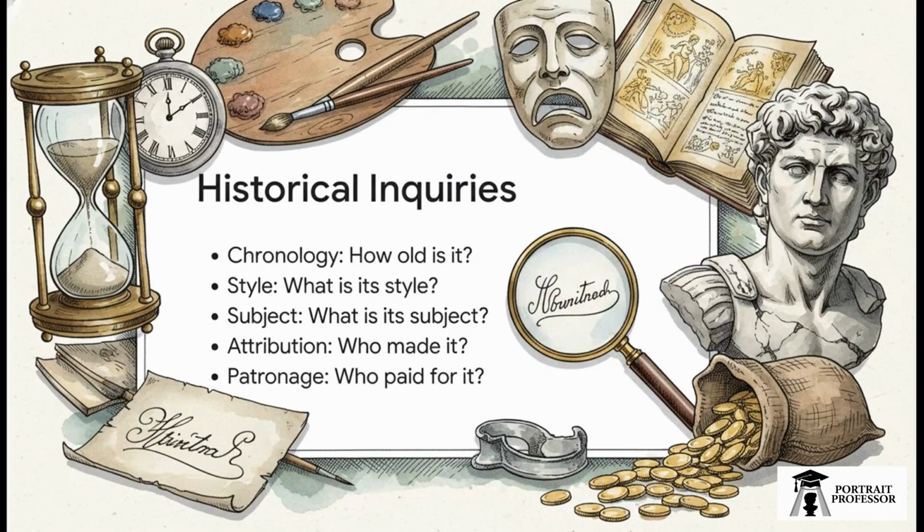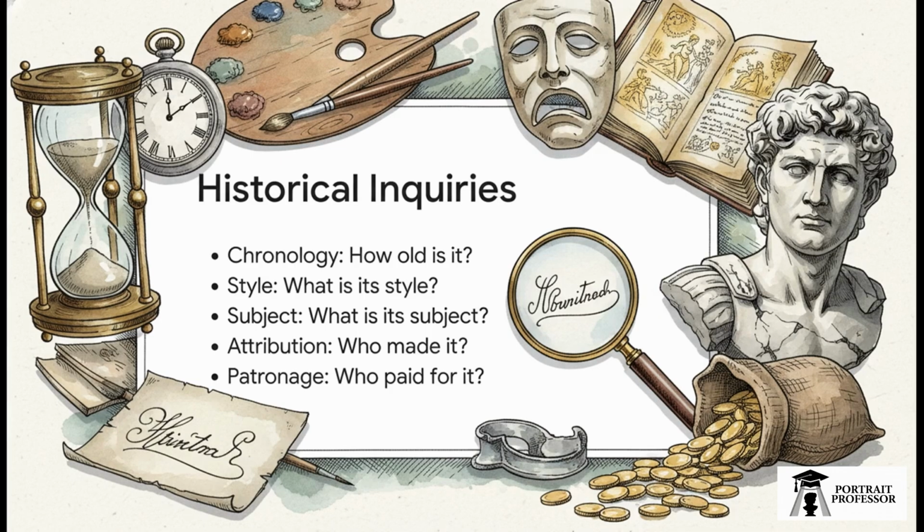To decode these surviving artifacts, art historians actually rely on 5 core historical inquiries. First up is chronology. Basically, how old is it? We use physical and documentary evidence to place a work on a timeline. Next is style. What is its style? Is it from a specific period, a region, or is it the artist's own personal flair? Then, subject. What's the story or iconography being depicted?